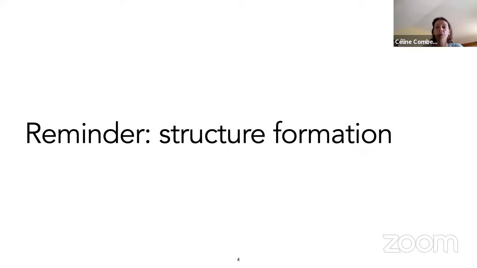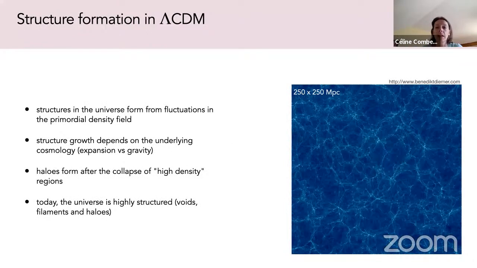You had earlier last week an entire lecture dedicated to this, so we're going to go quickly. I just want to remind you that structures in the universe form from the fluctuations of a primordial density field. The growth of structure depends on the underlying cosmology and on your cosmological parameters, and is basically a fight between expansion and gravity. From this, halos will form from the high density regions.